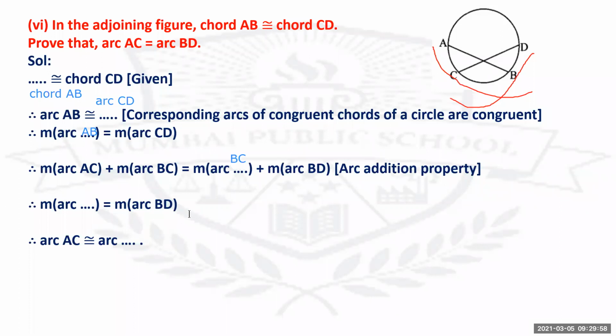Next line. Therefore, measure of arc AC equals measure of arc BD. So next line, arc AC is equal to arc BD. Very good. Is this clear to all the students? Any difficulty in this? You can ask me so that we move ahead with the next question.